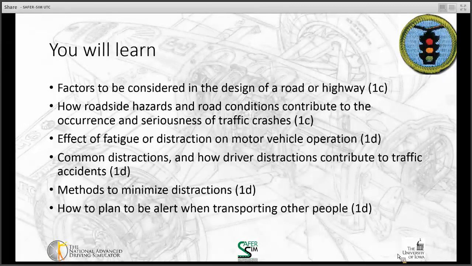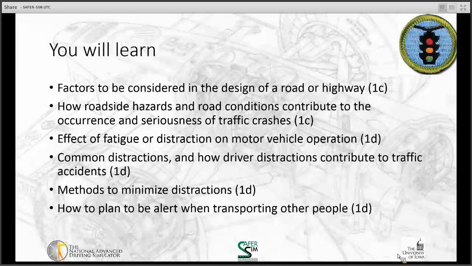You're also going to learn factors to be considered in the design of roadways, how roadside hazards and road conditions contribute to the occurrence of serious traffic crashes, effects of fatigue or distraction on motor vehicle operation, common distractions and how driver distractions contribute to traffic accidents, methods to minimize distractions, and how to plan to be alert when transporting other people. So that's a lot of stuff that we're going to cover in this first section.